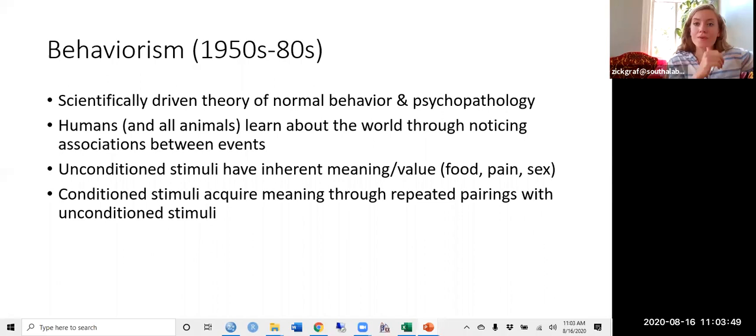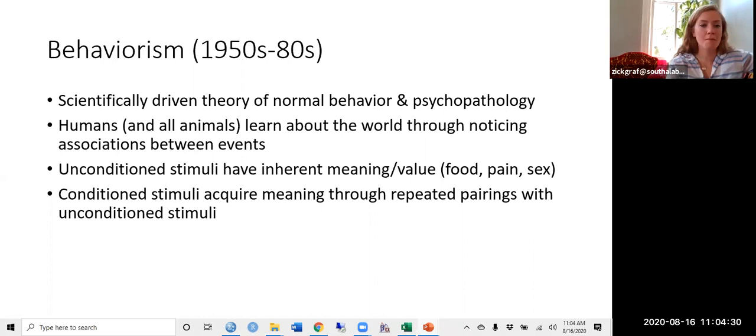So unconditioned stimuli are things that have inherent meaning, but when we notice that unconditioned stimuli tend to co-occur with other things in the environment that don't necessarily have an intrinsic meaning, we can learn that those two things are related. So for example, eating the red berries gives you a stomach ache. The stomach ache has an intrinsic value, but red berries don't necessarily. They don't acquire any value until they're paired with an unconditioned stimulus, like pain. And that pairing of red berries, redness, and pain creates a conditioned association where you learn through experience, through pairings in the environment, that red berries cause pain and therefore you should avoid them.